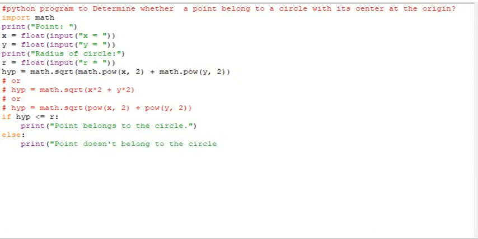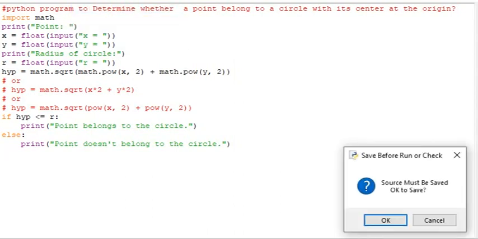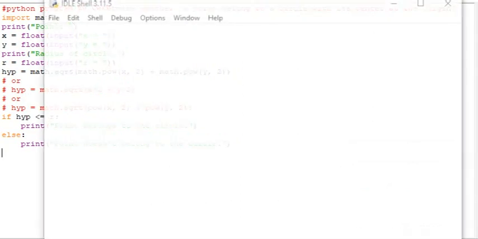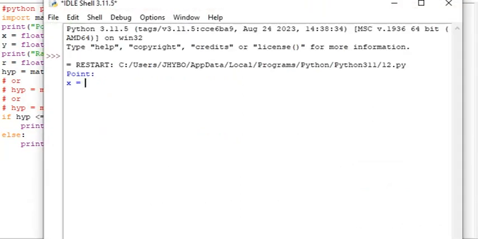So that is a simple way of writing the program to determine whether a point belongs to a circle with its center at the origin. Let's try to run the program. So let me enter the value of x, y should be 3, radius should be 5. Yeah, the point belongs to the circle.